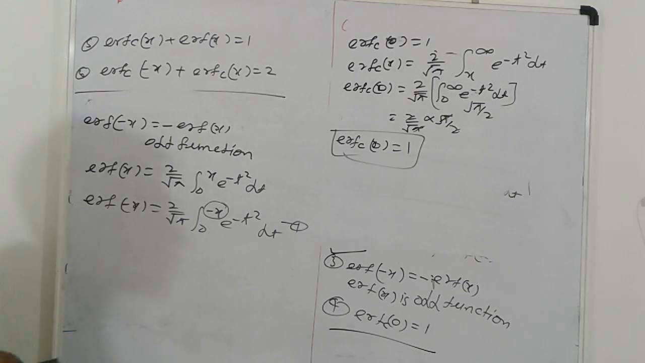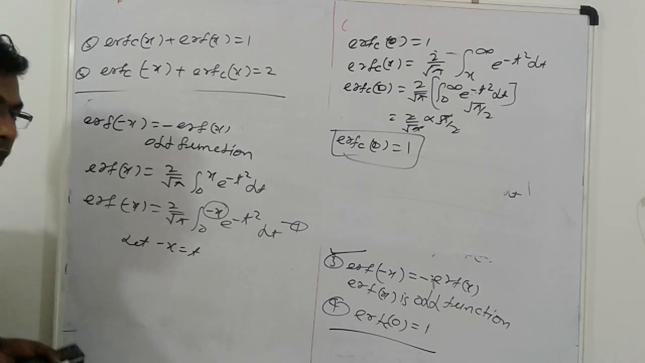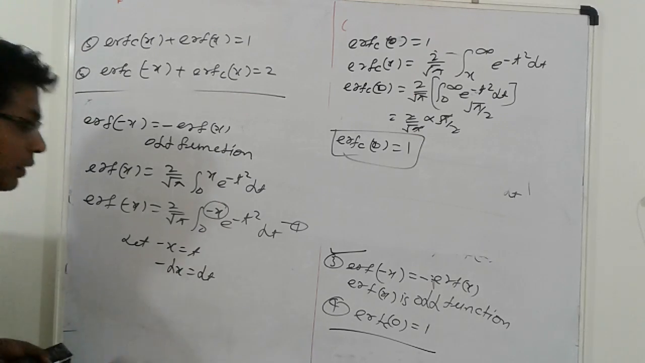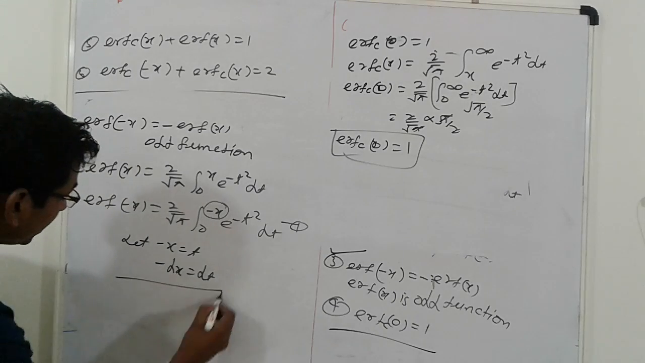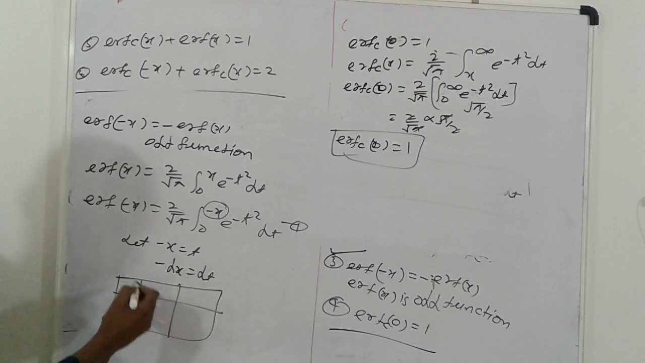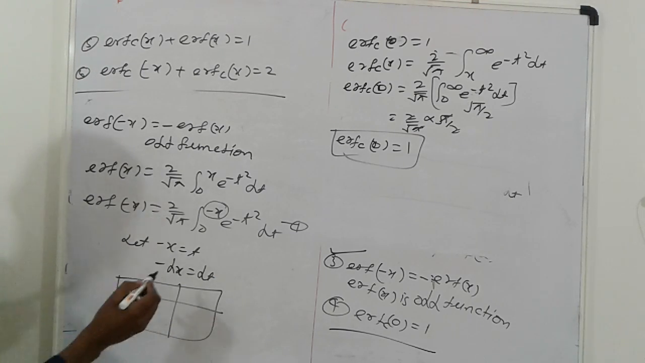You have to remove the minus x. Suppose let minus x is equal to t. Minus of dx is equal to dt, minus dx is equal to dt. So check out what is the changing of limits here, that is x, and here t.